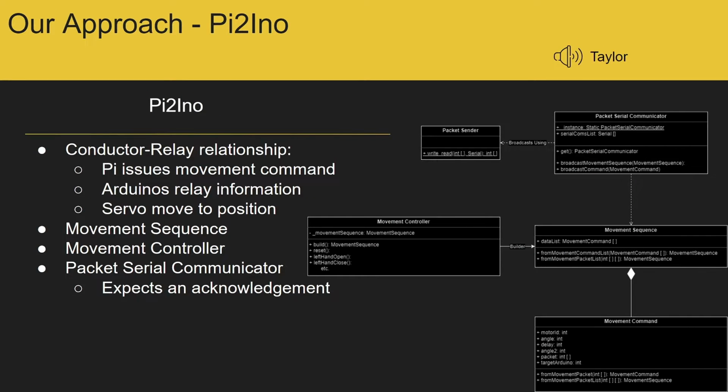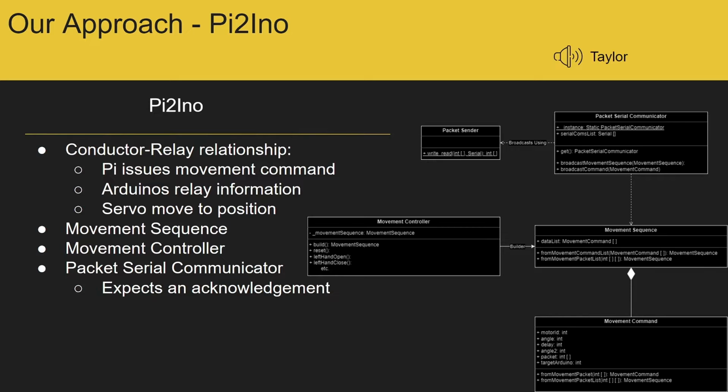Our approach for the movement interface we dubbed Pi to Eno, and as we alluded to before, it's simply a conductor relay relationship. The Raspberry Pi is what determines and issues the movement command, and the Arduinos receive this information and just move the servo to the correct position.